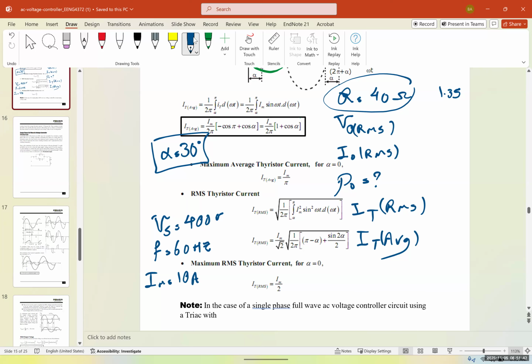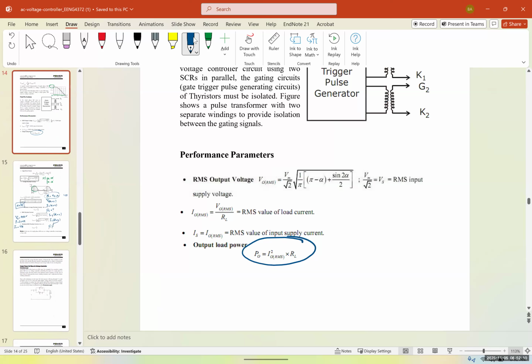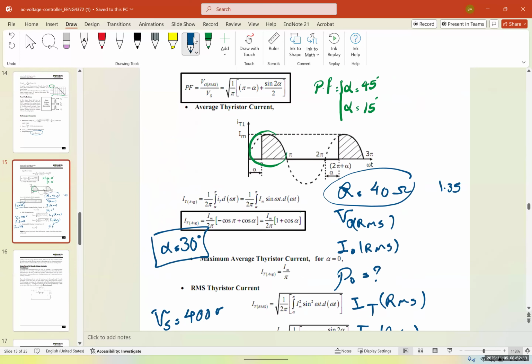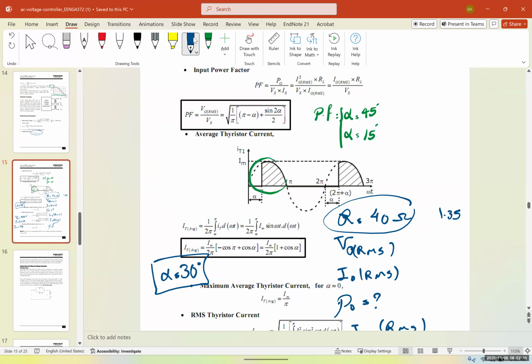Do you need more time or? Okay, I'll give you more. Oh, and I forgot to mention, and the power factor as well. We already have, I think, the equation for power factor, it's up here.